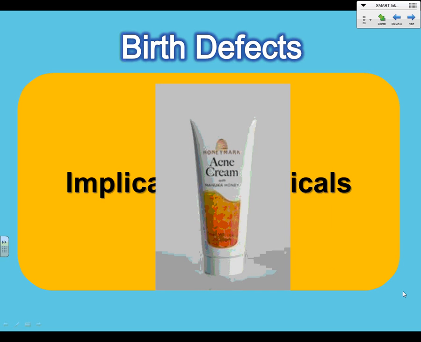Another implicated chemical would be the chemicals in acne cream. Isotretinoin is a chemical in certain acne creams that causes birth defects. You want to write this down.